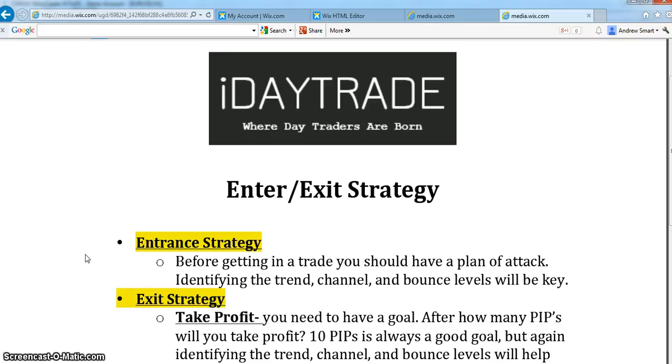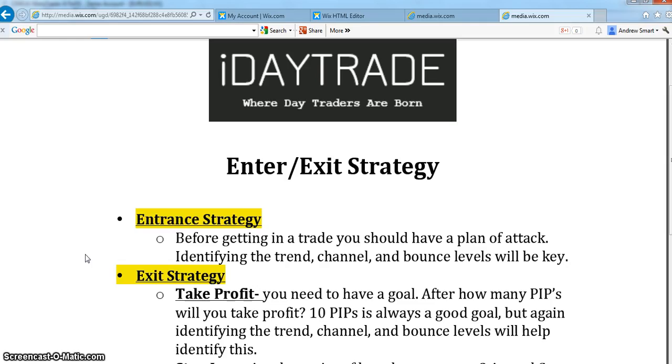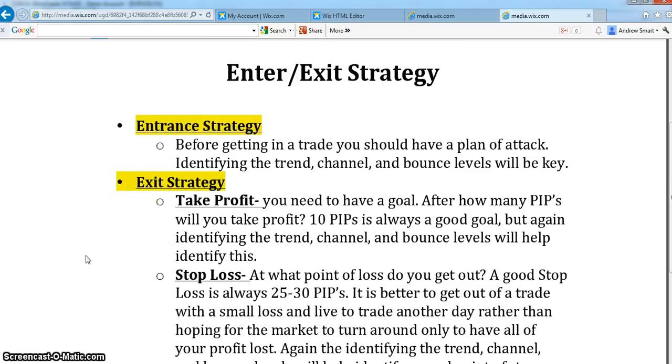So we kind of went over the entrance strategy. That's basically waiting for the market to match your trend, your channel, and your bounce levels. Okay, you need to have an exit strategy. Exit strategy, take profit. You need to have a goal. After how many pips are you going to take profit?